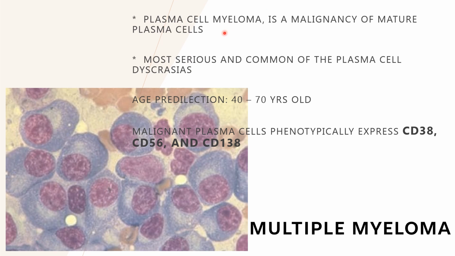Now, multiple myeloma, or plasma cell myeloma, is a malignancy of mature plasma cells. So, this type of plasma cell dyscrasia will have plasma cells that express CD38, CD56, and CD138. Like most other B-cell malignancies, the myelomas often have chromosomal translocations. It usually involves the heavy chain of immunoglobulins located in chromosome 14. So, what are the other genes involved? It can be cyclin D1, also D3 or fibroblast growth factor receptor.